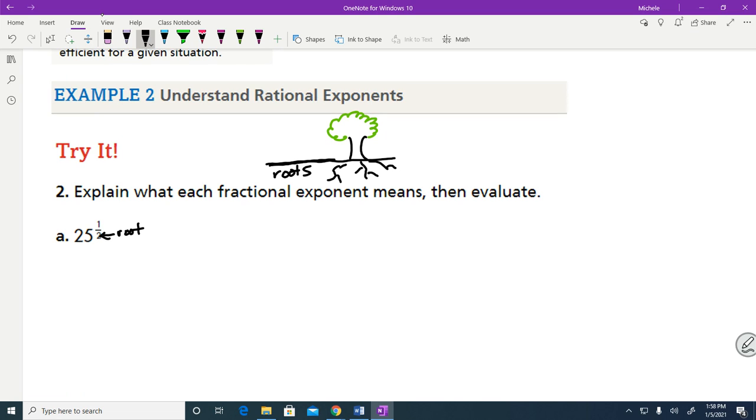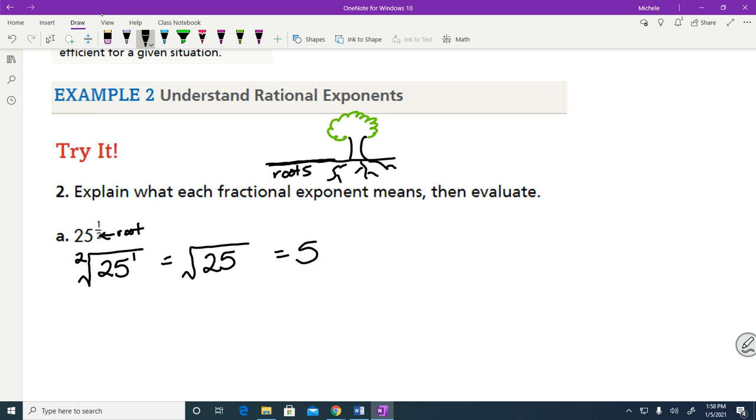So 25 to the 1/2 is the same thing as the square root of 25 to the first power. Now, remember we said if you're taking a square root, that's the same as just taking the square root and you don't have to write the 2. And then also anything to the first power is understood to be that. So the square root of 25 is 5.